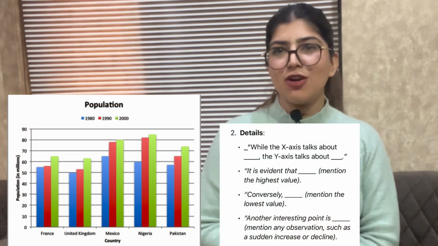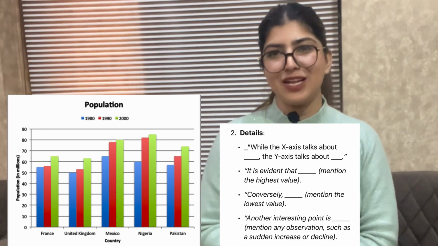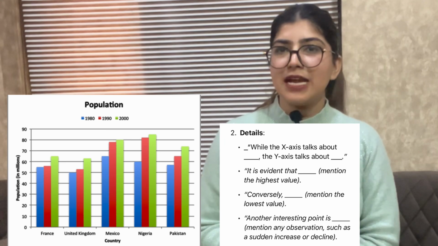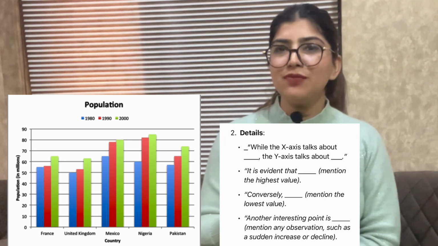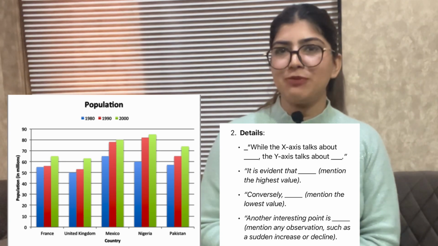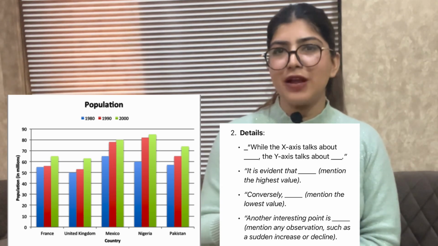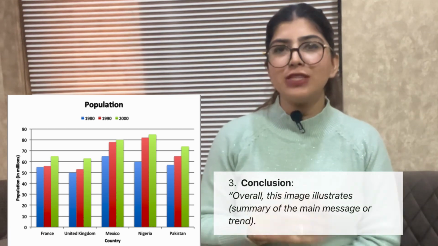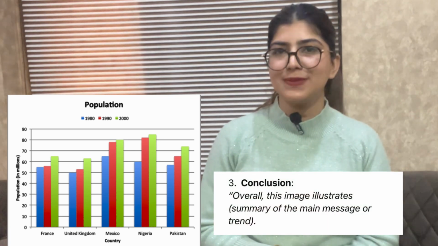While the x-axis talks about the years 1980, 1990, 2000, the y-axis talks about the population in millions ranging from 0 to 90. It is evident that in 1980, France had a population of 55 million, which was one of the highest. Conversely, the population in the UK during this time remained relatively low at around 20 million. Another interesting point is that Mexico experienced a significant rise in population in the year 2000, reaching 80 million. Overall, this image illustrates population trends across various countries over 3 decades.